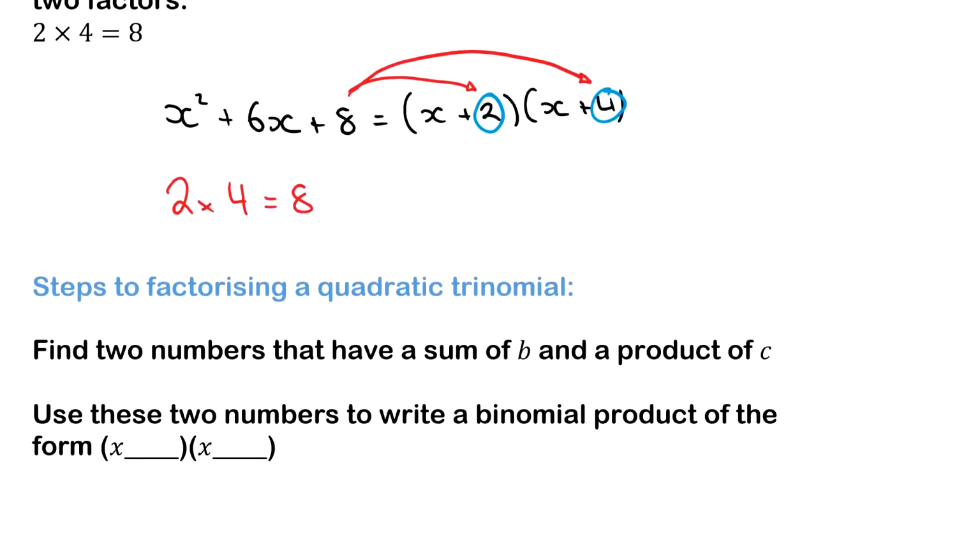So when we're factorizing a quadratic, remember you've got to find two numbers that have a sum of b and a product of c. When I say a sum of b and a product of c, I mean if we have our x squared plus bx plus c, this is the general form, we want the b value to be the two numbers added together, and this c value is the product.